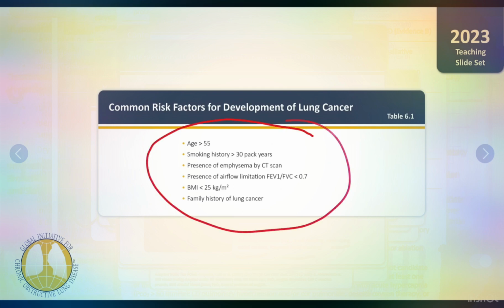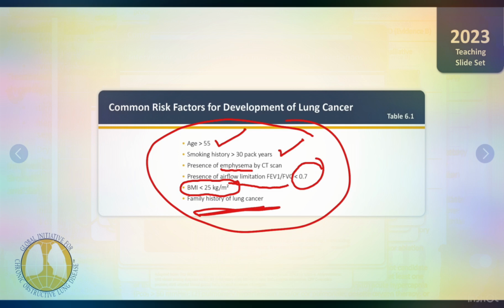What are the common risk factors for development of lung cancer? So they are telling: if age is more than 55, smoking history is more than 30 pack-years, presence of emphysema by CT scan, presence of airflow limitation, meaning FEV1/FVC is less than 0.7, BMI is less than 25 kg/m², and family history of lung cancer is there. So these are the common risk factors for development of lung cancer.